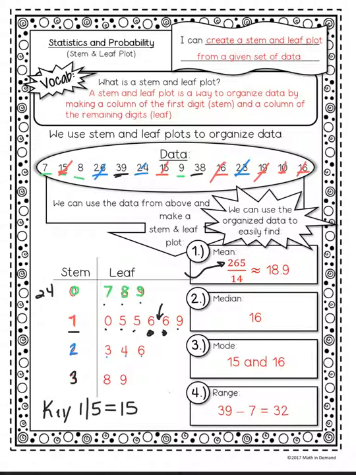Then my mode. I notice that the 5, which stands for 15, is there twice, and our two 6s are there twice. So our mode is both 15 and 16. Finally, our range. To find the range, we do the high, which is 39, minus the low, which is 7, and we get 32. You're going to try the your turn on the next page, and we'll go over those in class tomorrow. Good luck.